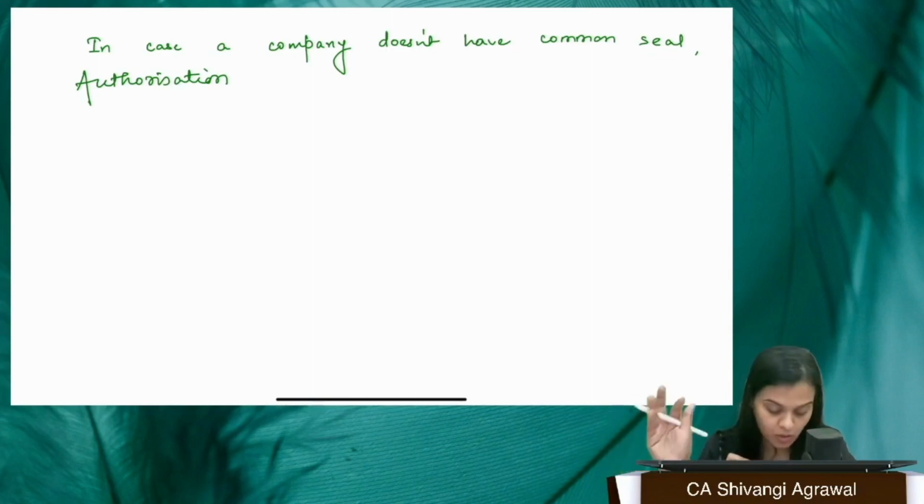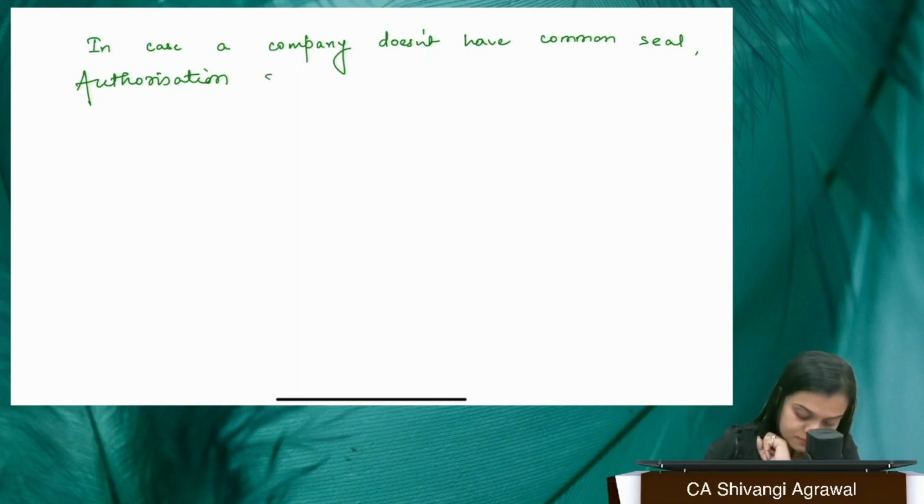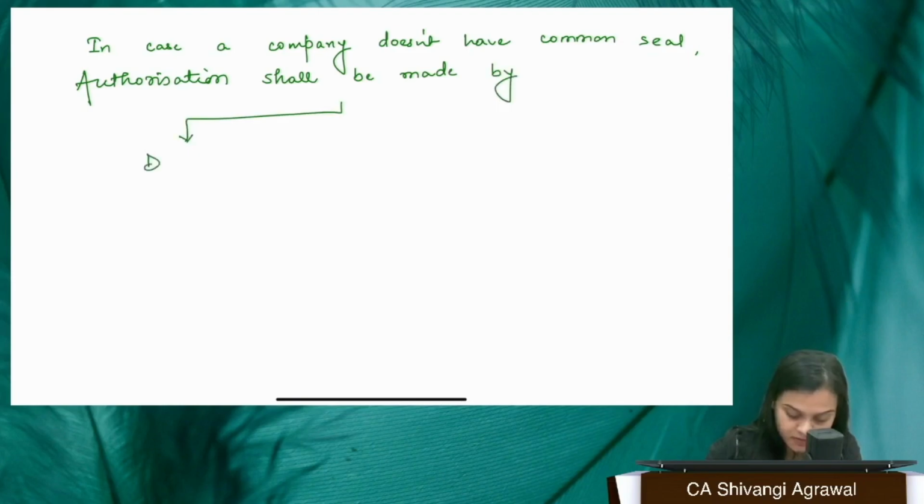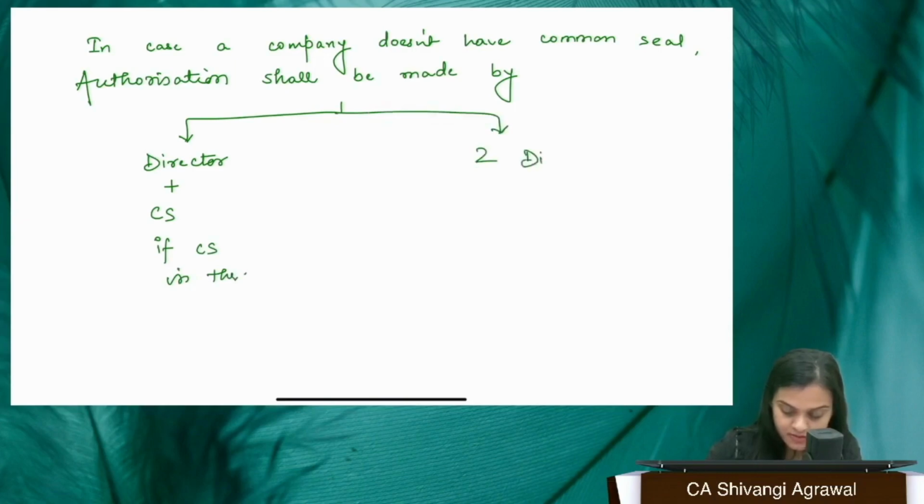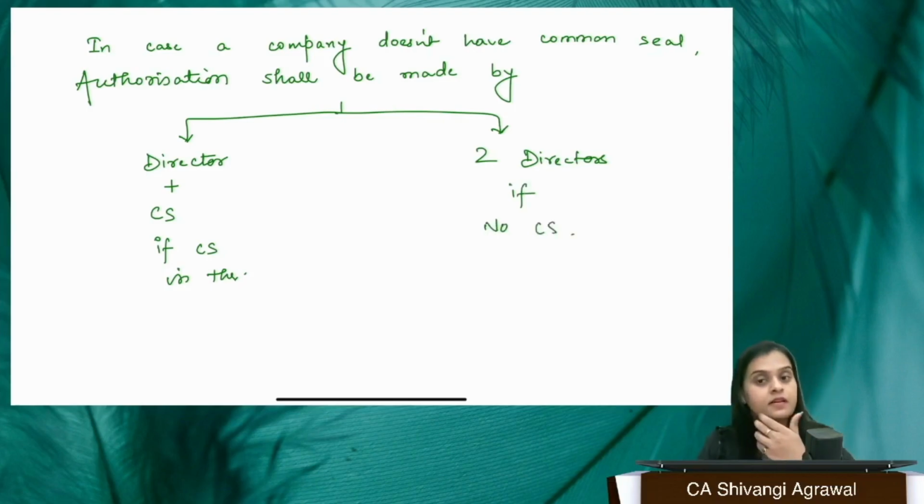So if the company doesn't have a common seal, authorization shall be made by a director plus CS if CS is there, or two directors if no CS is there.